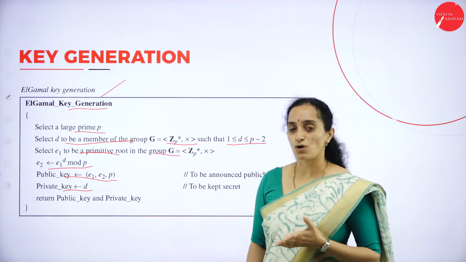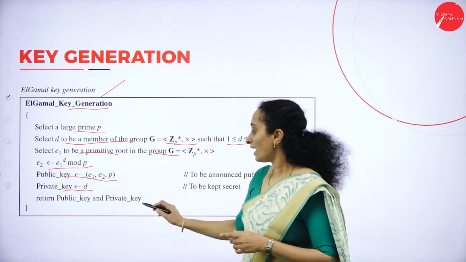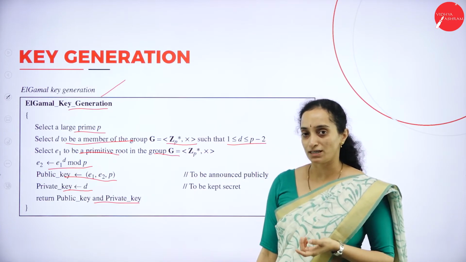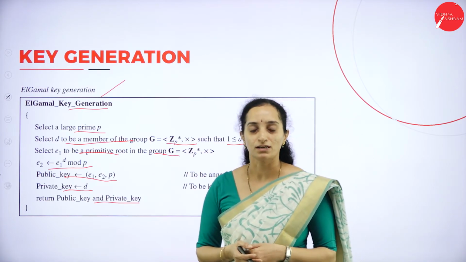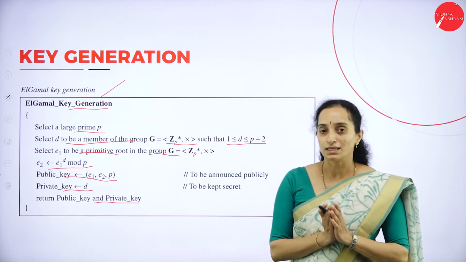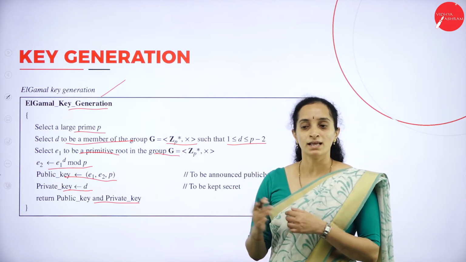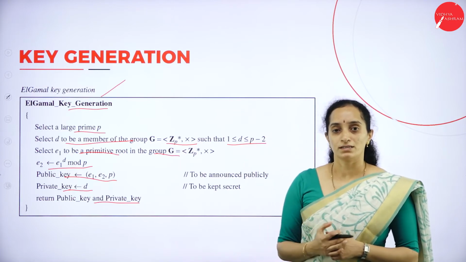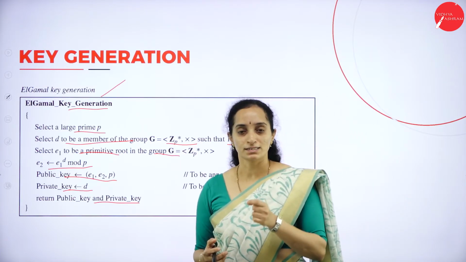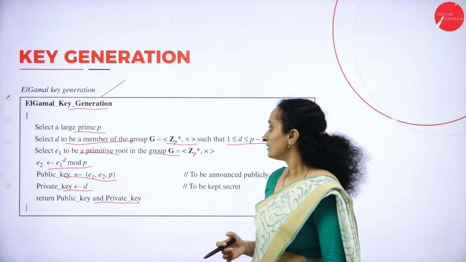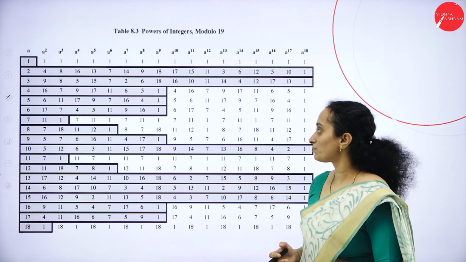It is available to all the senders and returns the public key and the private key to the main function. So the receiver keeps the private key, and the public key will be announced publicly and will be receivable by all the senders as well as the attackers. Okay. So this is the key generation procedure.